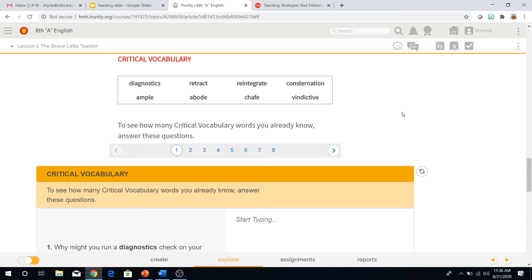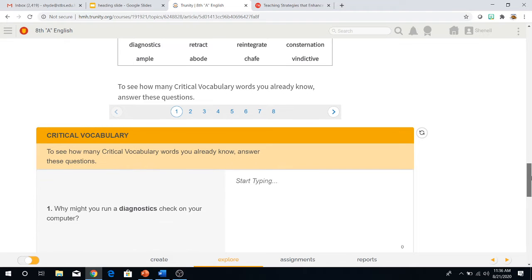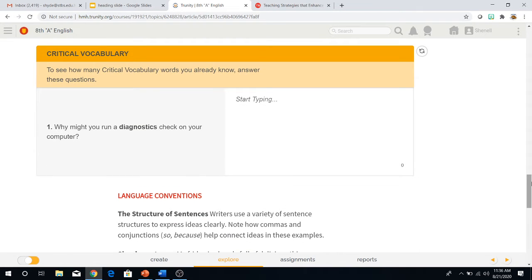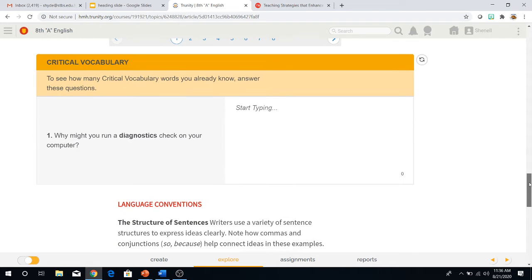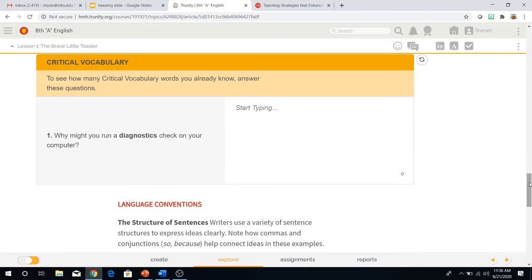Now you can see in your textbook the critical vocabulary, and you're going to have about 5 to 6 questions depending on how many vocabulary words you have. In this case, I believe we have, let's make sure, we have 8. So you're going to have 8 questions where they're using the critical vocabulary in the question, and based on that answer, we'll be able to tell if you guys already recognize these words and their correct meaning and usage.